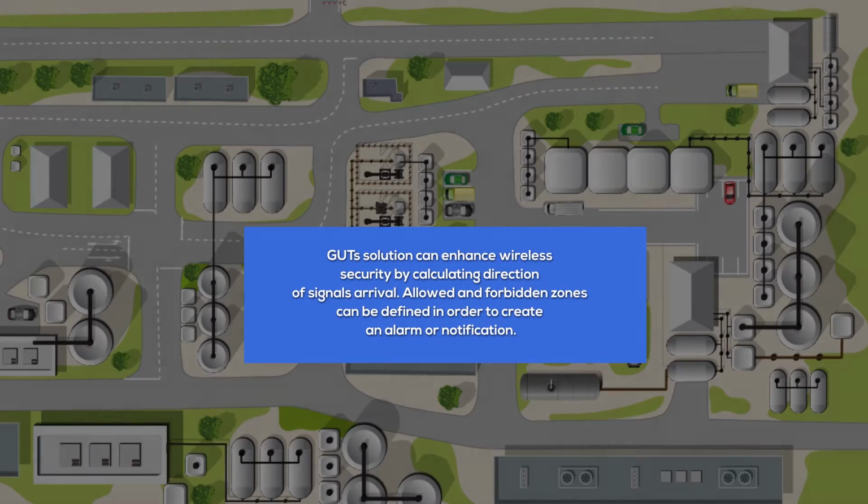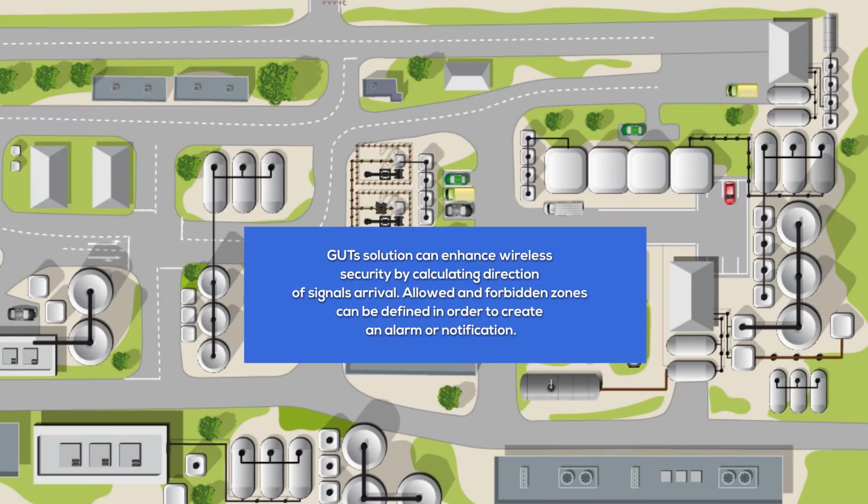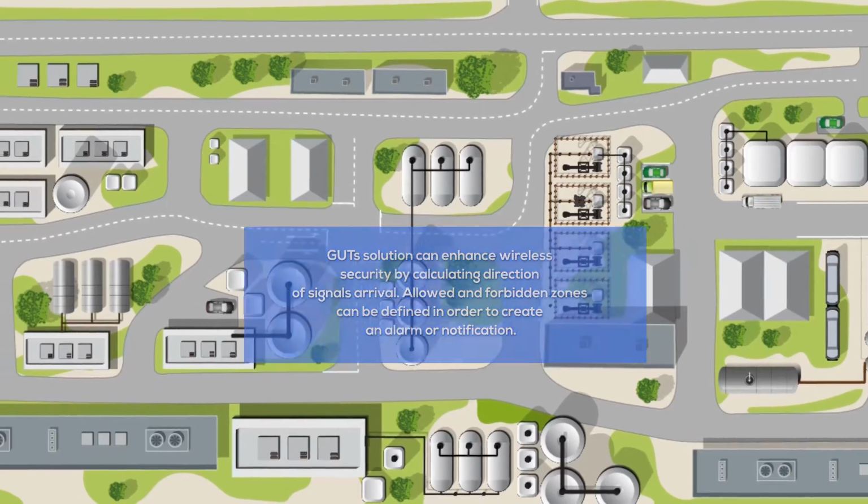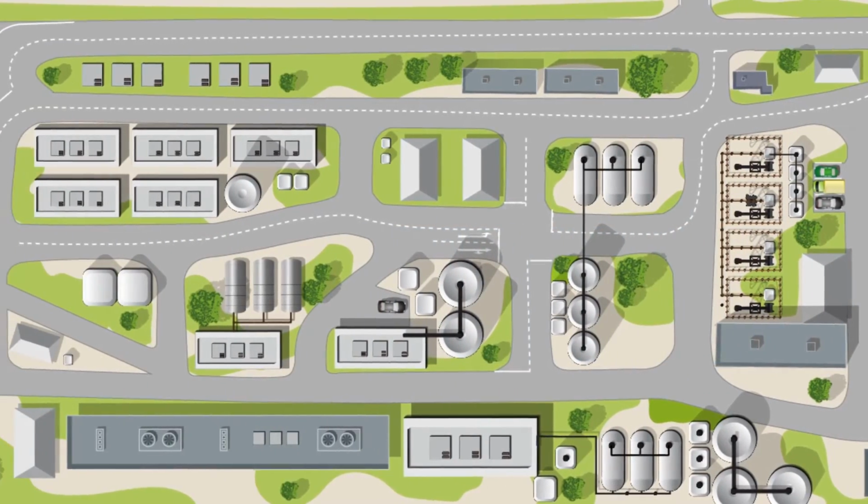Scenario 2. Wireless security enhancement. GUT's solution can enhance wireless security by calculating the direction of signal's arrival. Allowed and forbidden zones can be defined in order to create an alarm or notification.